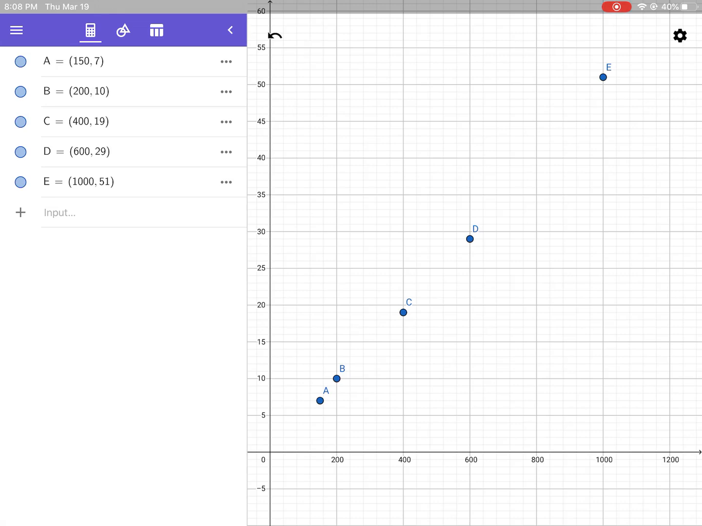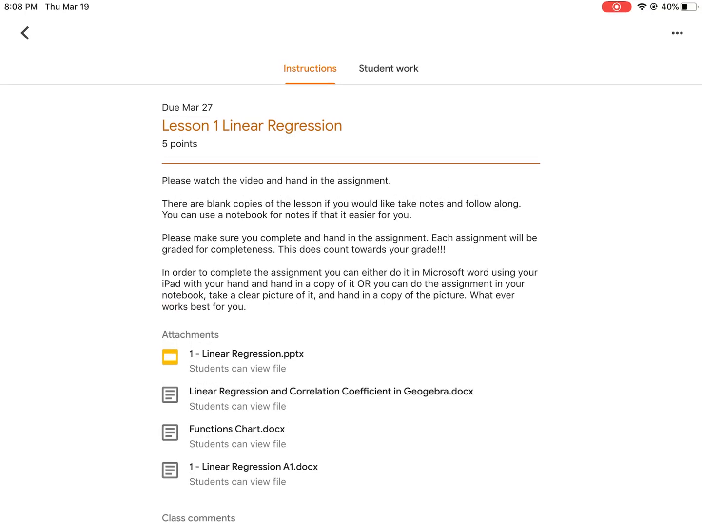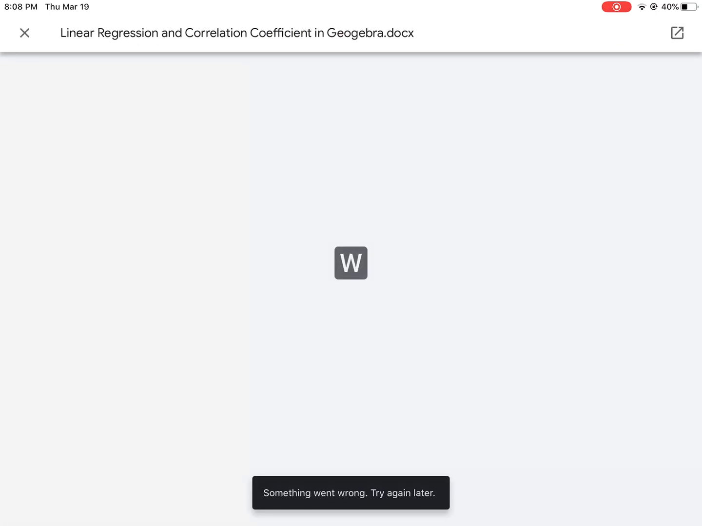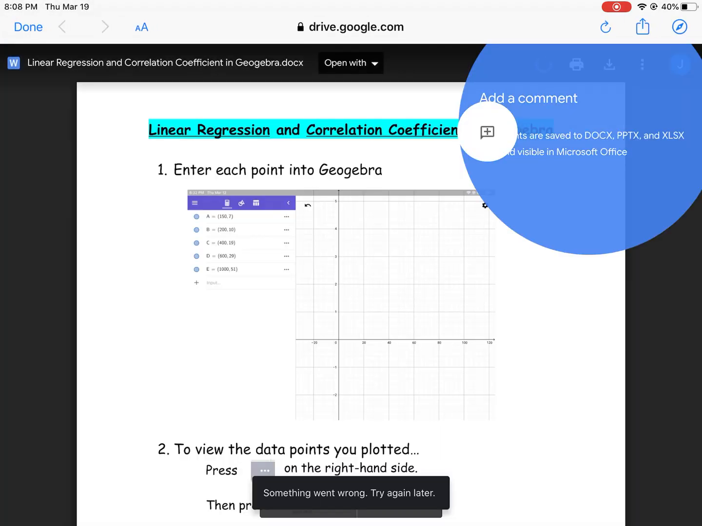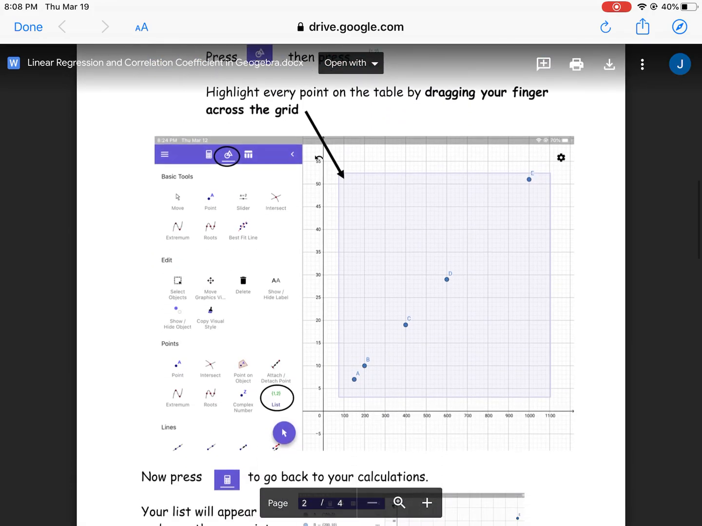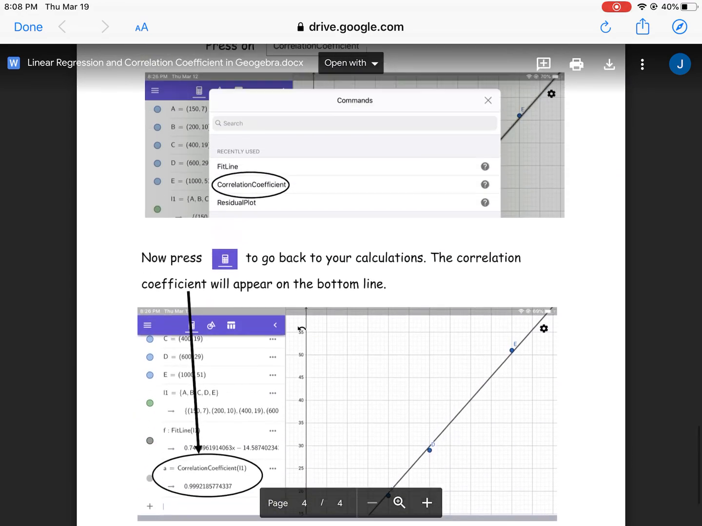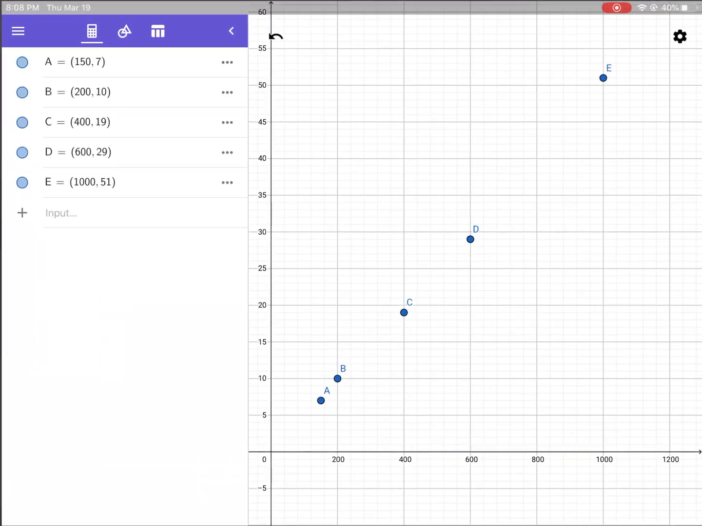Now that I have the points in front of me, okay, we're going to create a list. And also, guys, if you go to Google Classroom, it says linear regression and correlation coefficient in GeoGebra. This gives you all the directions in this document. If you open up this document, it will show you step-by-step directions on how to do all this stuff. We're going through the steps right now. So I'm going to go back to GeoGebra.